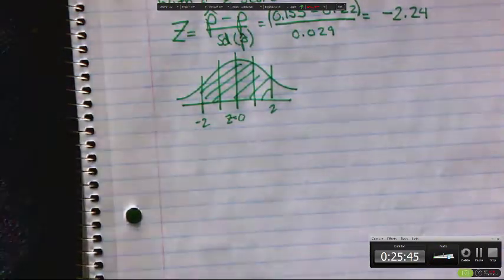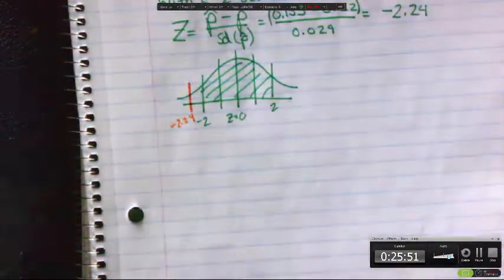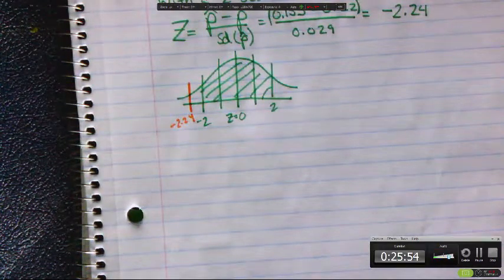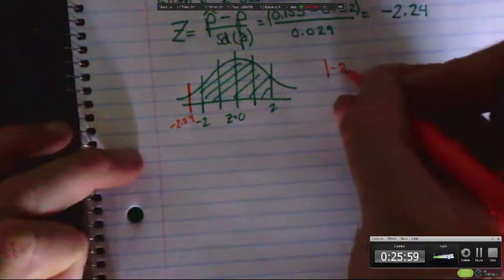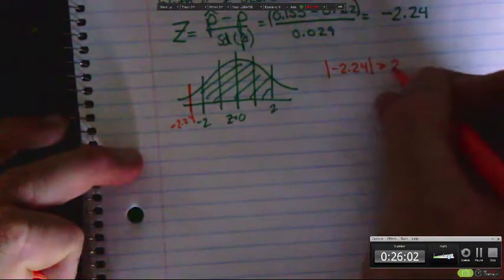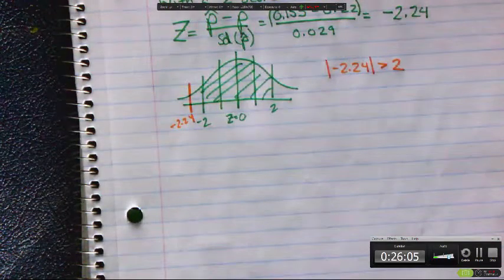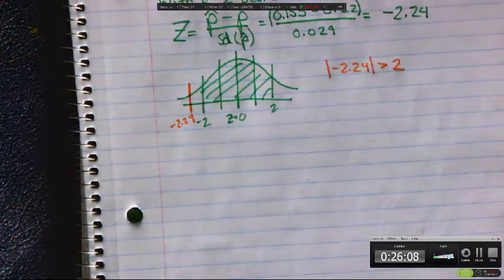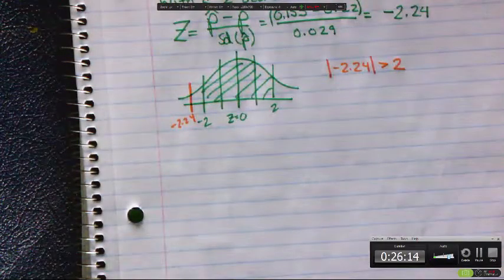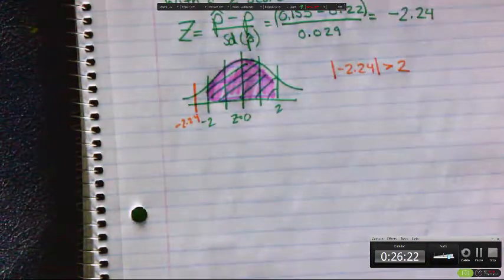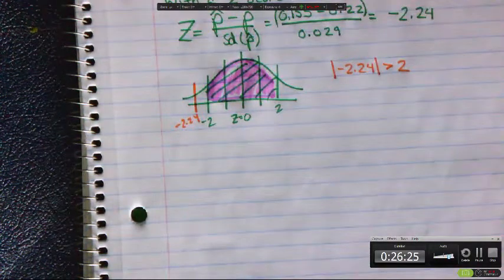Where does the z-score fall? Outside of the -2 area. It falls down here at -2.24. It's outside of the reasonable realm of possibilities. Does that make sense to everybody? And the reason is because the absolute value of -2.24 is greater than 2, which means it falls outside of that 95% confidence interval. If you were to sketch it as a picture, it falls outside of the shaded region of possibility. Are there any questions on that?